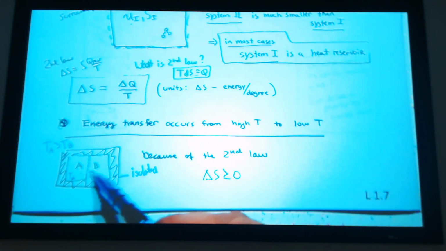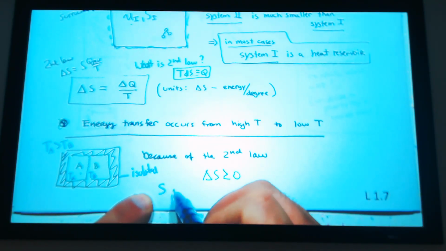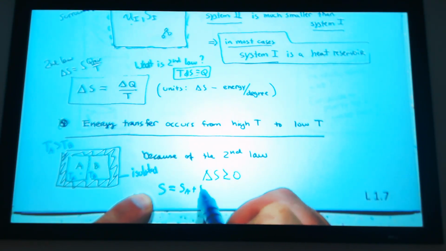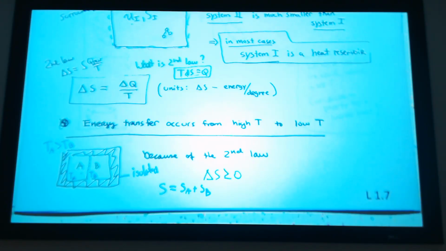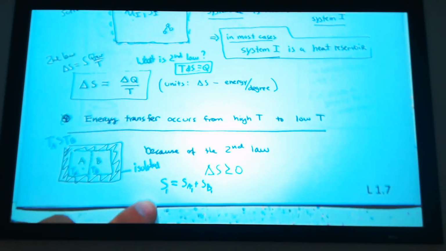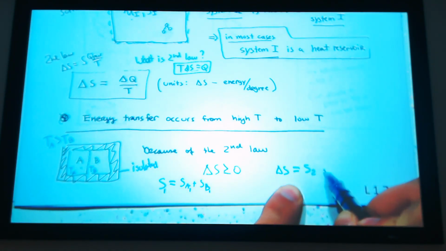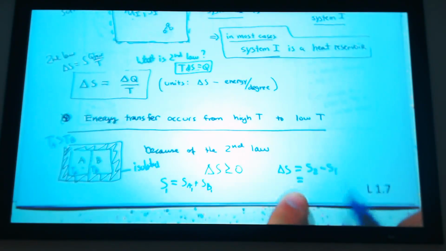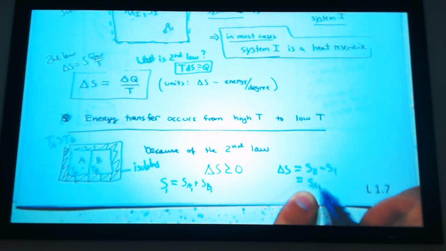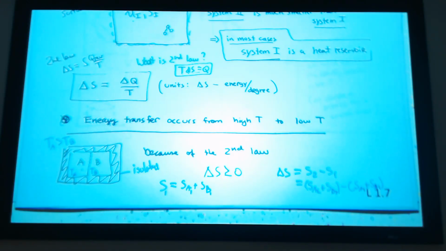So my total entropy of my system, S, equals SA plus SB, right? At state 1. I want to know delta S, which equals S2 minus S1, which equals SA2 plus SB2 minus (SA1 plus SB1). Okay?